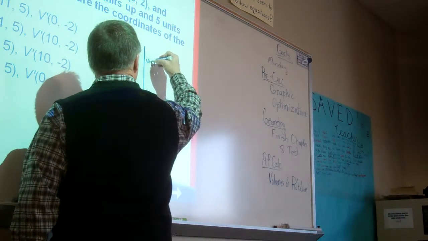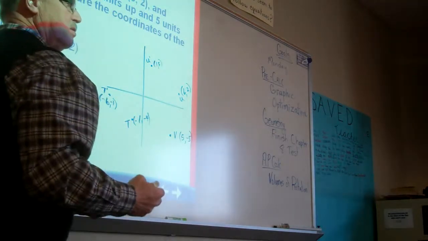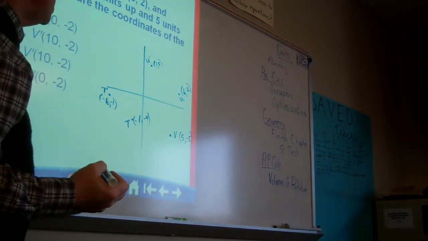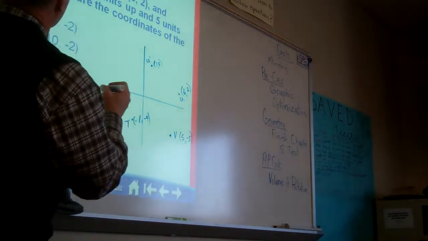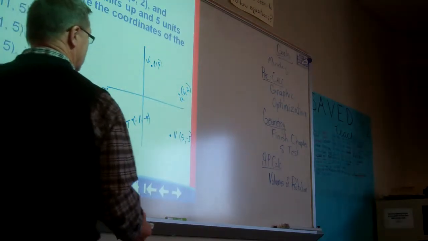Call that U prime. Will you help me, Nick, with V prime? It's presently at 5, -5. We got to go 3 up, 5 left.